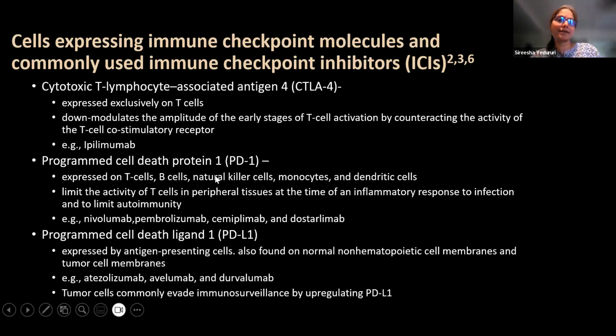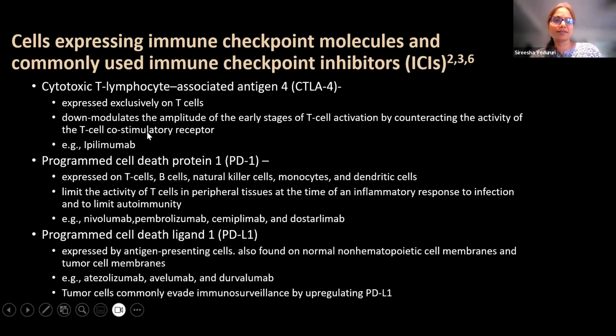The programmed cell death protein is expressed on T cells, B cells, natural killer cells, monocytes, and dendritic cells. They limit the activity of the T cell in the peripheral tissue at the time of inflammatory response to infection and to limit autoimmunity. What are the inhibitors? For PD-1, it is nivolumab, pembrolizumab.